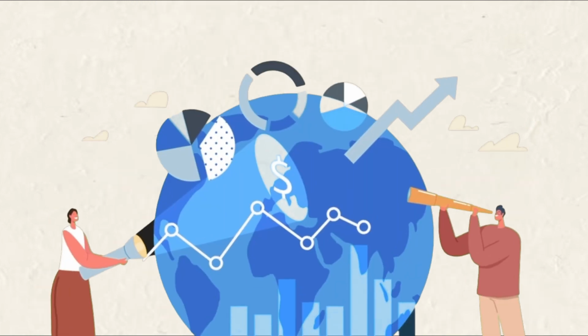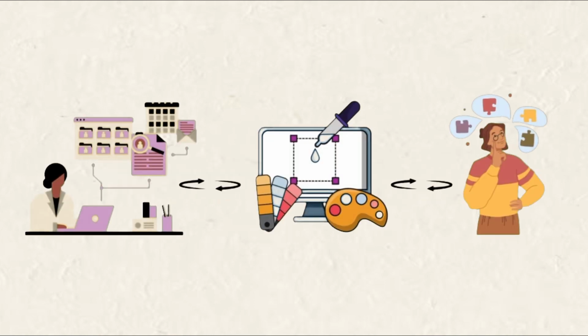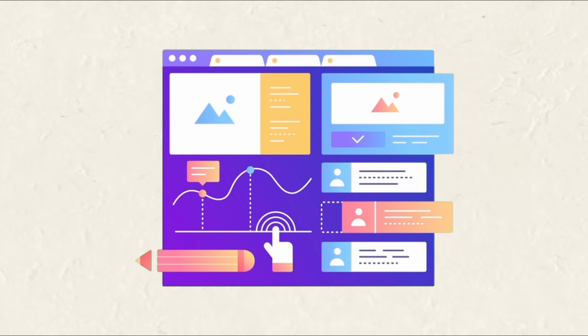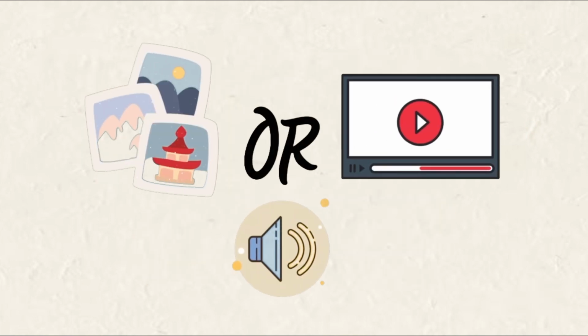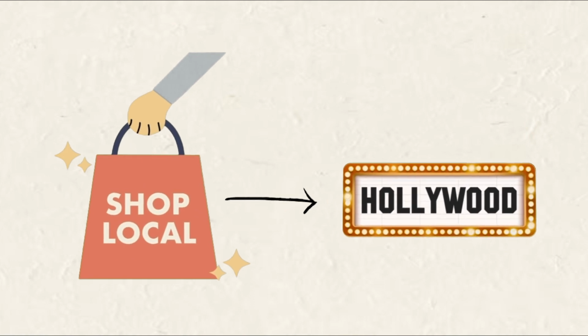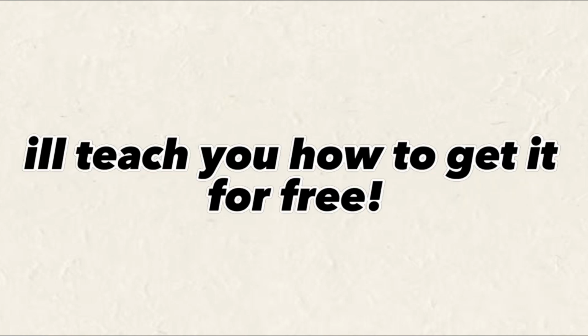Envato is a globally renowned online community that offers a wide range of creative resources, tools, and skilled individuals. Whether you are looking for graphic templates, website themes, photos, videos, or audio, you are likely to come across something from Envato today. This could range from a logo for a local cafe to a title sequence for a major Hollywood production. And its elements are one of its best assets. So for today, I'll teach you how to get it for free.